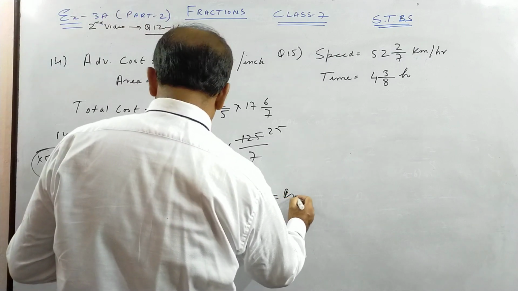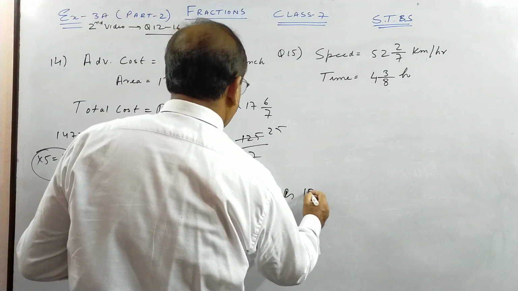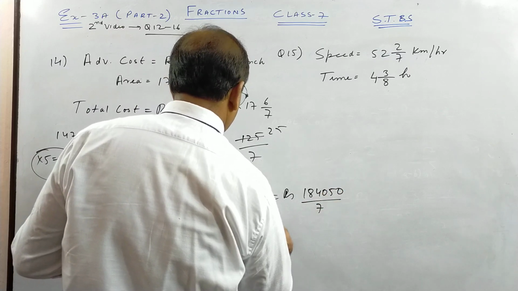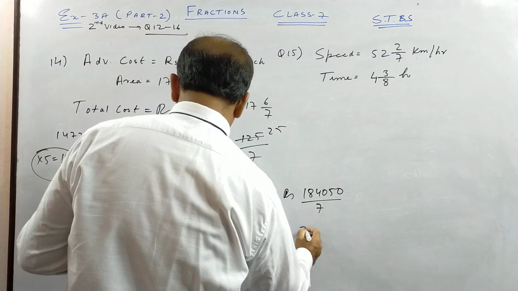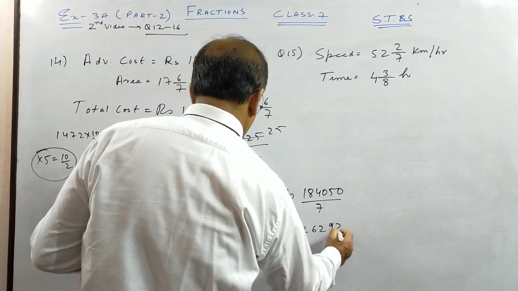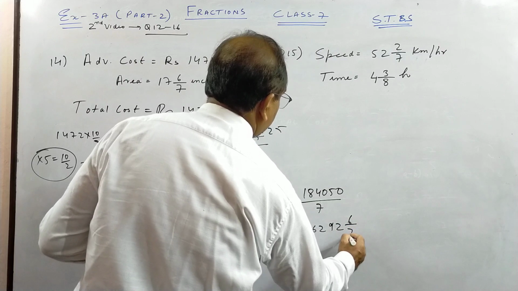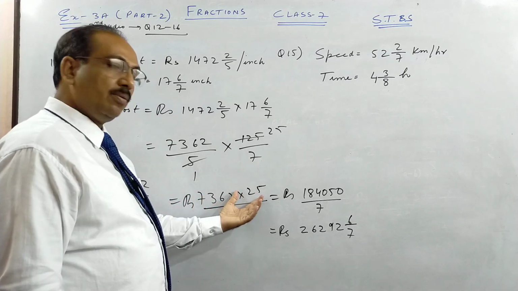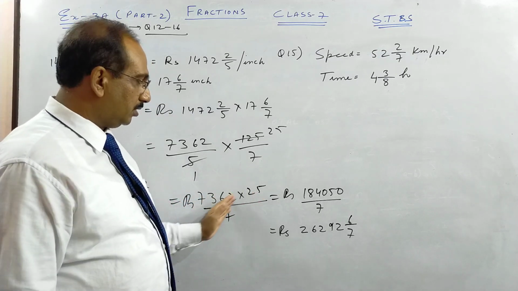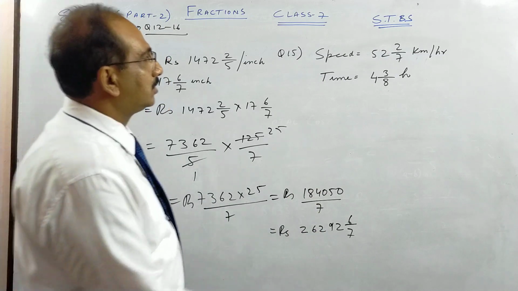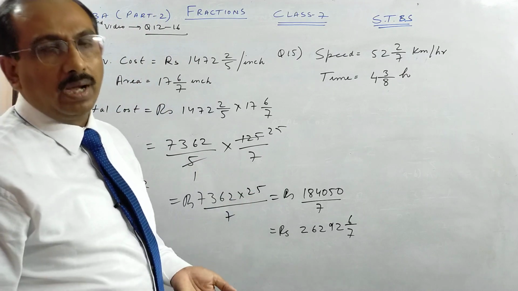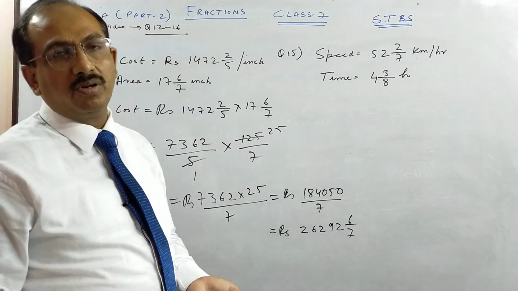If you multiply this, you will get 184,050 by 7. So this will give you 26292 by 6 by 7, this many rupees. Okay, so I know you can multiply by 25 and divide by 7. So this is how I did, and I got this answer. So here question 15. So these are all application of multiplication of fractions.